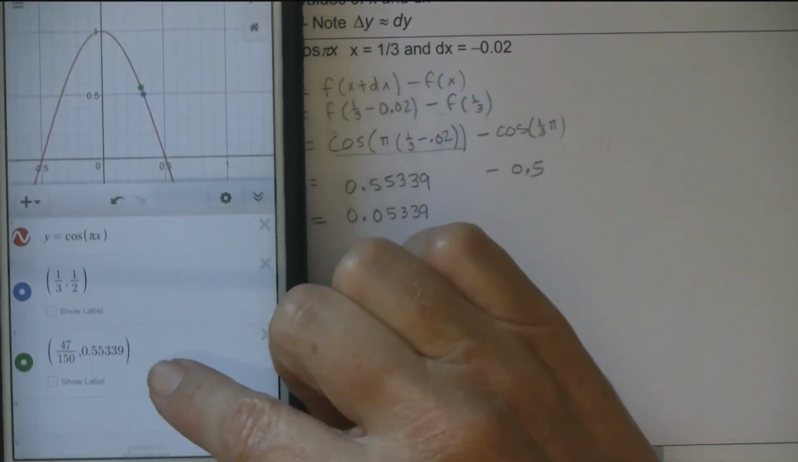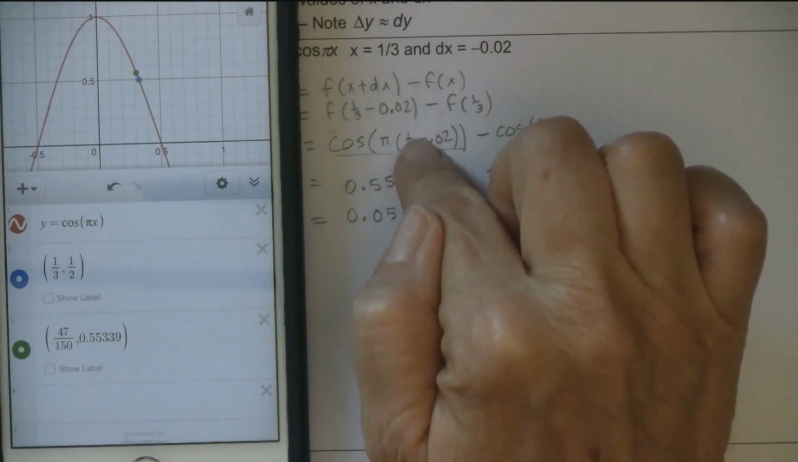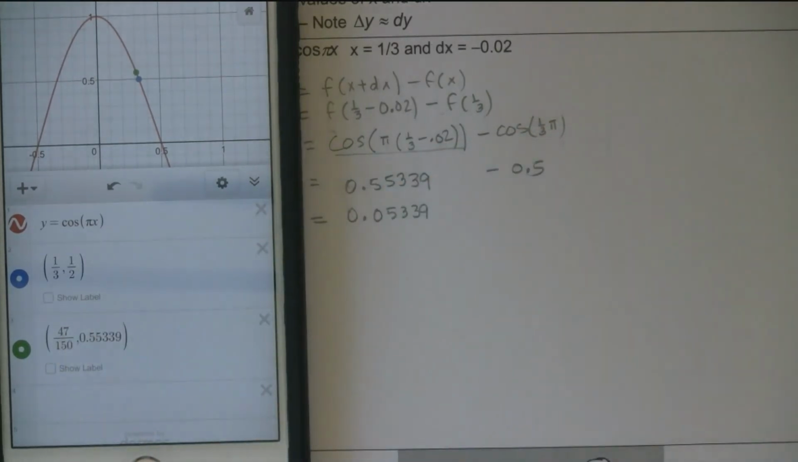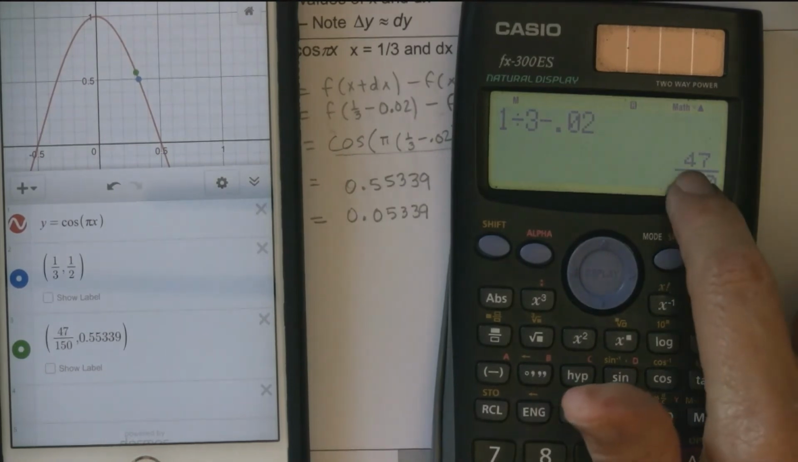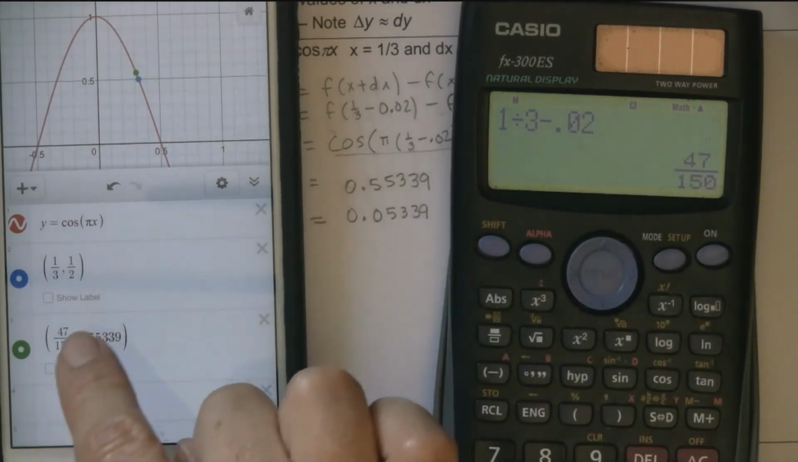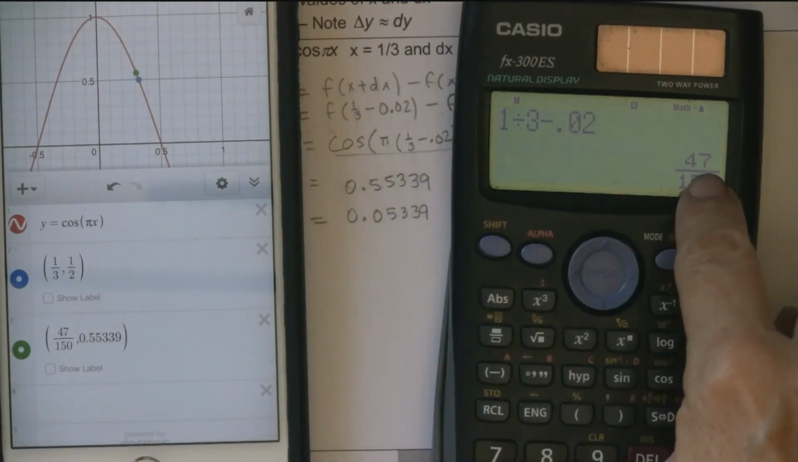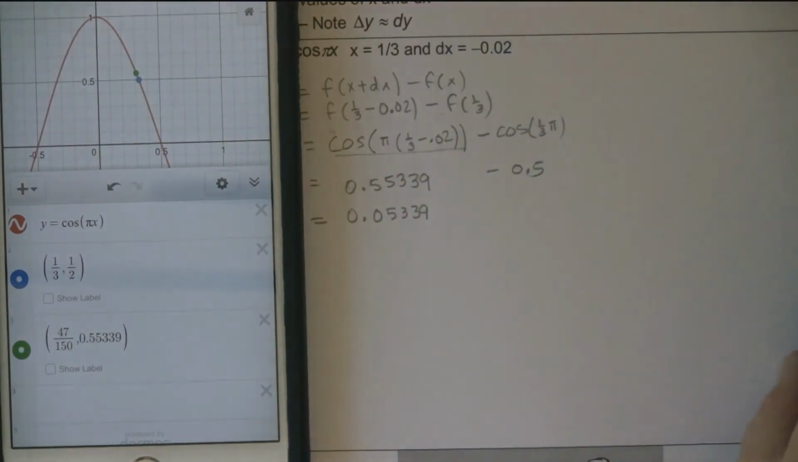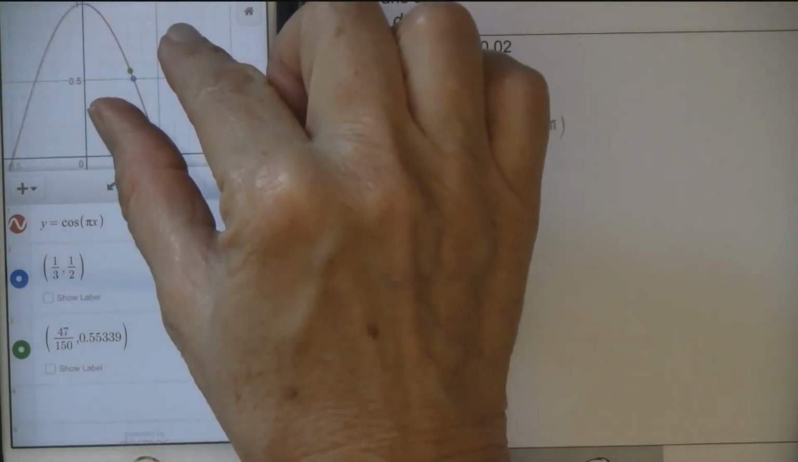And then this is the other point. 1/3 minus 0.02, you can do that on your calculator, is 47 over 150. So I just want to show you that that is what that is. Then I asked it to find the cosine of 47 over 150 pi, which we just found, right? And I plotted that point, and that point is plotted in green.